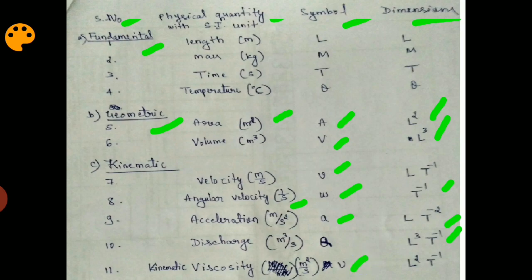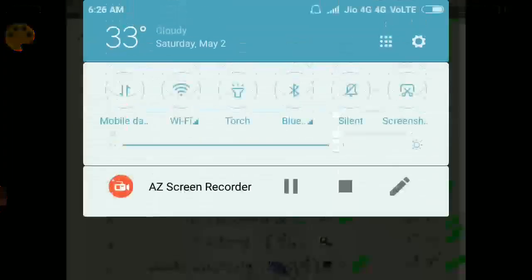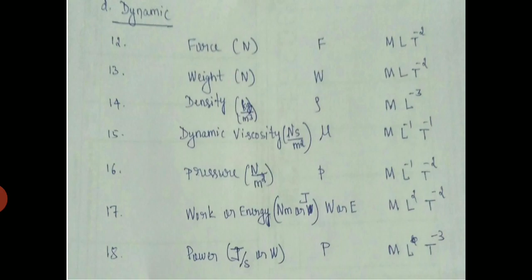Then kinematic viscosity, the SI unit is meter square per second, the symbol is nu, and it is L square for meter square and T raised to minus 1 for per second. Moving on to the next slide.